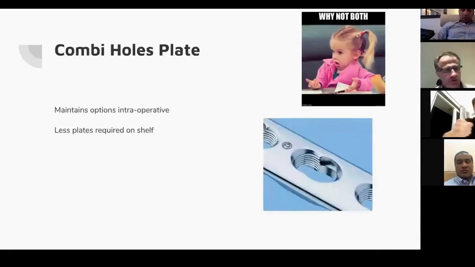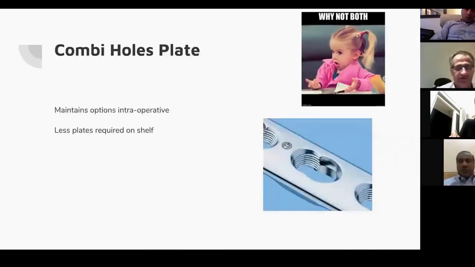And then why not use both? So that's what you're going to say in your exam. Those are my options of fixation, but an ideal plate will give me both options. The advantages will be, of course, that you have many more options intraoperatively, but other advantages include fewer plates, less equipment required on your shelf.